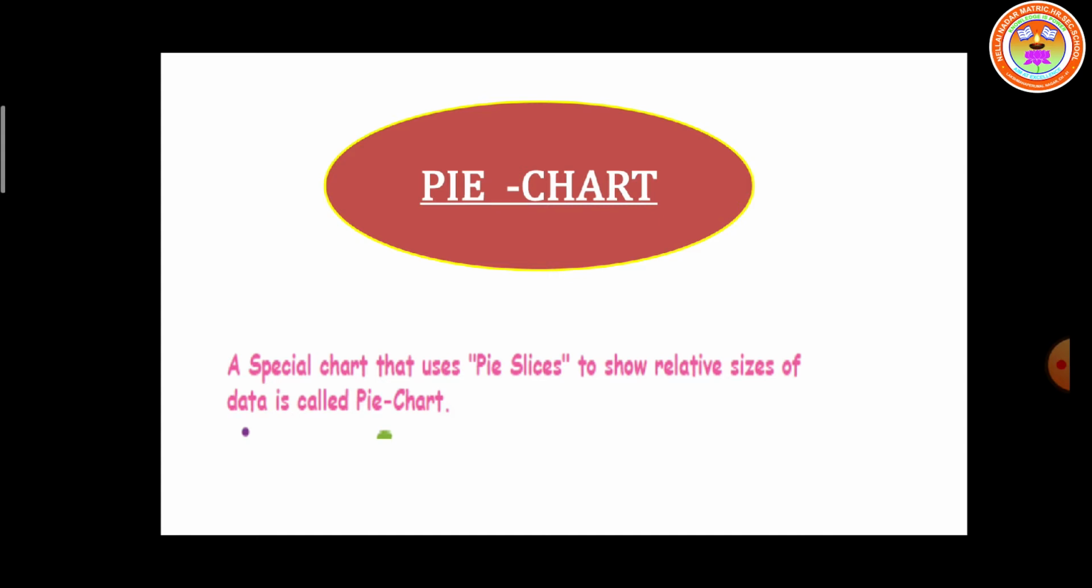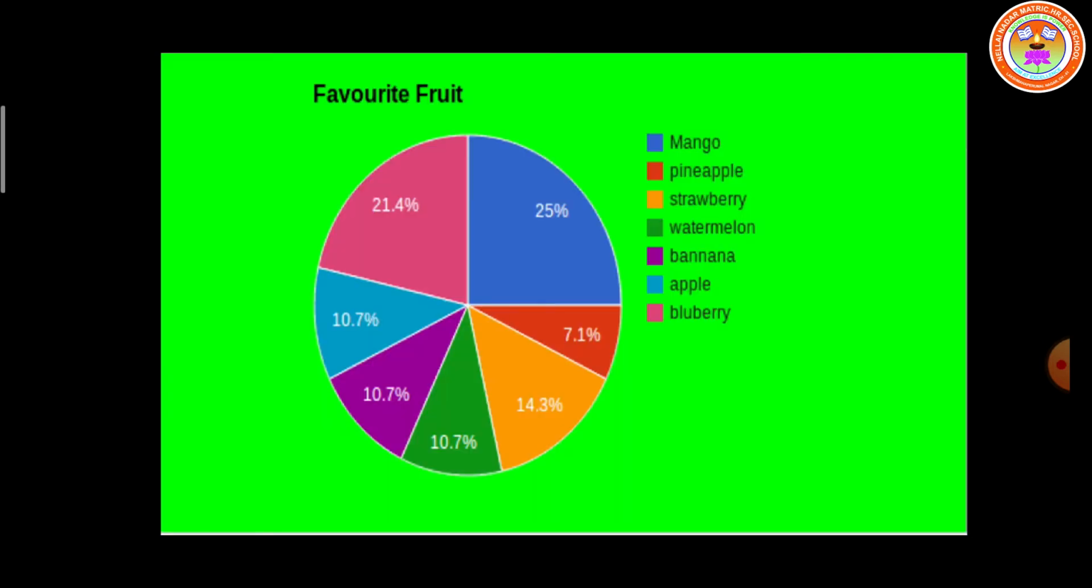Pie charts are nothing but information represented in a circular form only. See, below they have given a definition: a special chart that uses pie slices to show the relative size of data is called a pie chart. It must be represented in a circle form only.